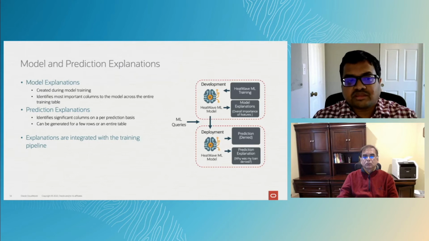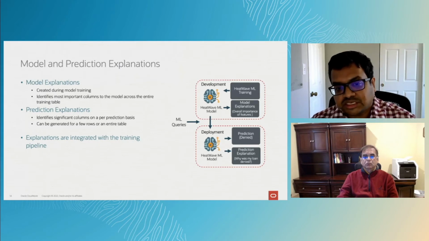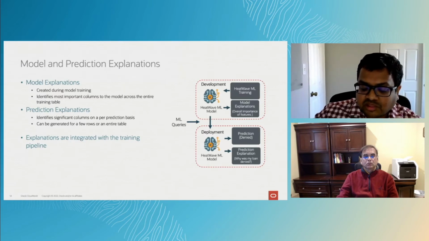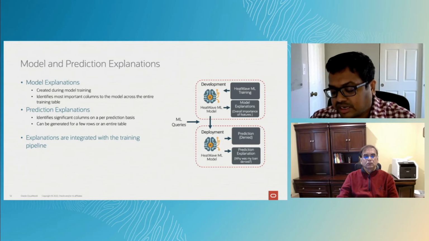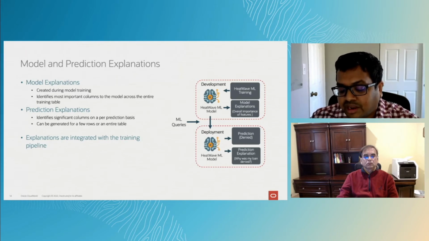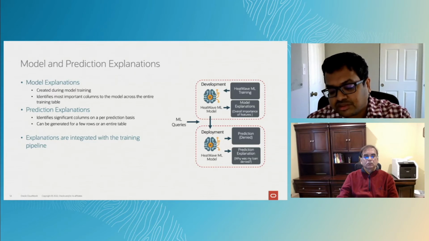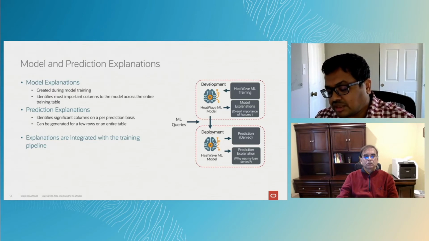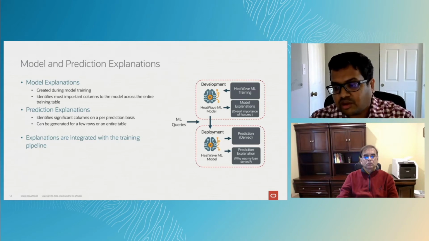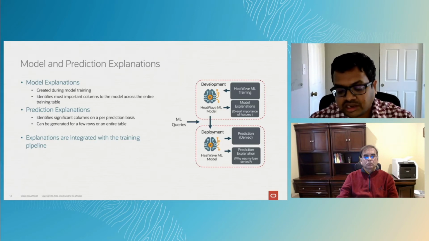Similarly, prediction explanations look at each individual prediction and figure out what mattered the most for that particular prediction. To give an example, let's say you have two customers, customer one and customer two, and both their loans are predicted to be denied. But for customer one, the reason for the denial might be too young, for example, and for customer two, maybe the checking account balance was too low. So this is where prediction explanations can give you deeper insight into each individual prediction, which is different from model explanations, which give you an overall insight across customers. And HeatWave can explain all classification and regression models, and they're fundamentally integrated into the training pipeline.